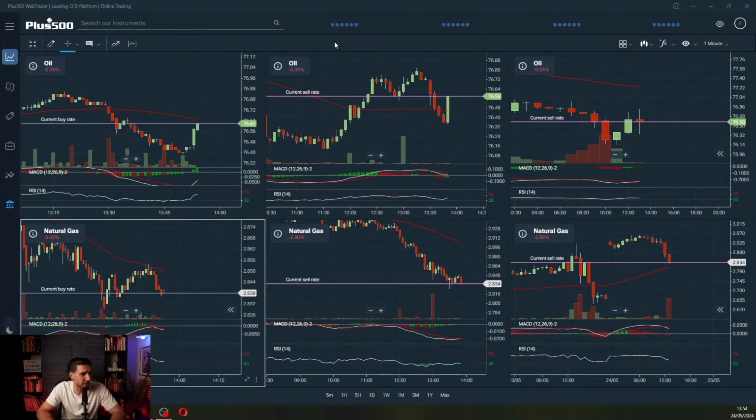Cool. Crude oil is pushing a little bit higher. We're testing the 50 moving average as a resistance now.